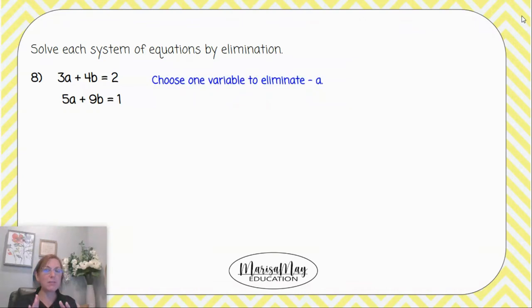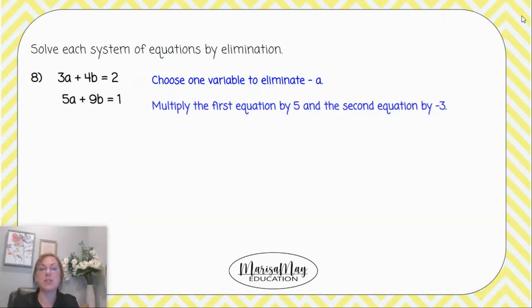Now, in order to eliminate a, I need them to have the opposite coefficients. So I'm thinking in my brain, what am I going to multiply that first equation by? What am I going to multiply that second equation by so that I can get those opposite coefficients? Well, I'm thinking of trying to get a 15 in front of that a. So I'm going to take the first equation and multiply by 5. That'll get me the 15 there in front of the a. And I'm going to take the second equation and multiply by -3, and that'll get me the -15.